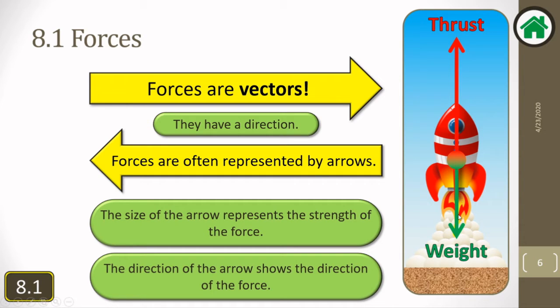So for example, we have this rocket taking off. There are two major forces that are acting on the rocket. There's the rocket's weight, which is pulling downward towards the ground, and of course there's the thrust of the engines, which is pushing upward. And because the rocket is accelerating upward, we know that the thrust must be greater than the rocket's weight. Otherwise, the rocket would not be able to take off.